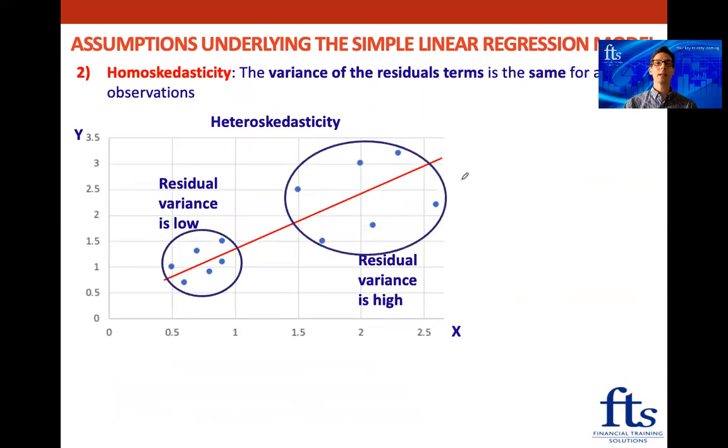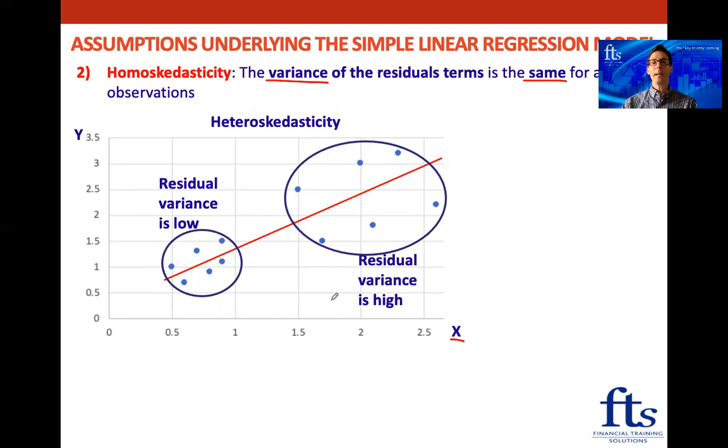Then the second assumption is this funny word, homoscedasticity. That means the variance of the residual terms is the same for all observations. Remember what variance is: it's just volatility. We're talking about the volatility of these residual terms, the actual values less the predicted values, so how spread out these residual terms are around the predicted values. We can see that when the independent variable X is low, the residuals are quite close. The difference between the actual value and the predicted value is low. So we've got low variance. The residuals are not spread out.